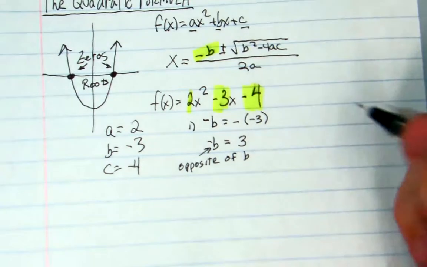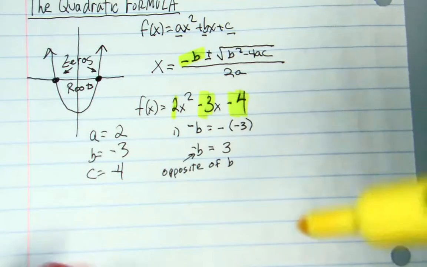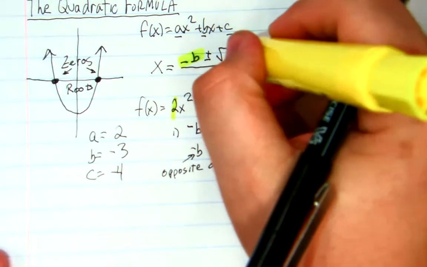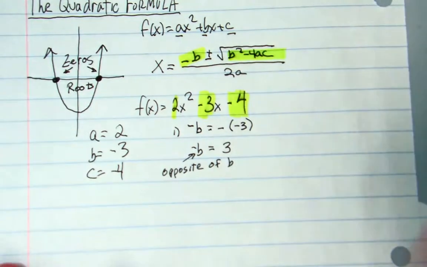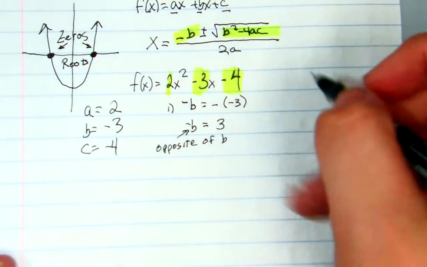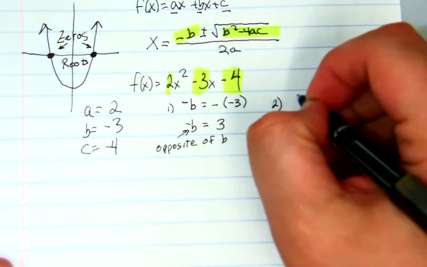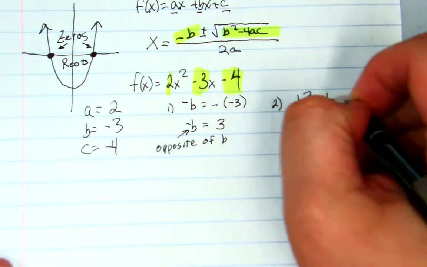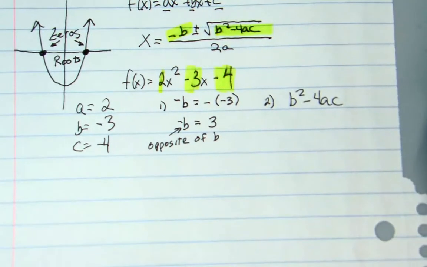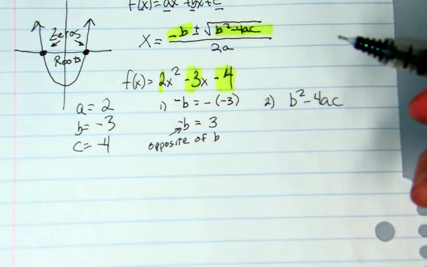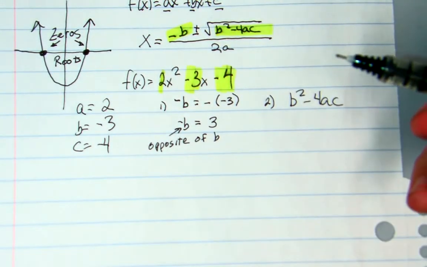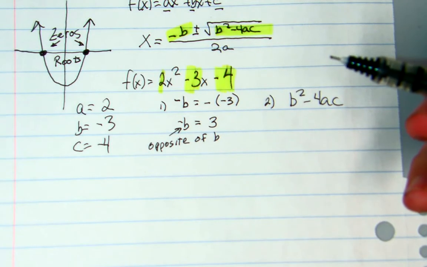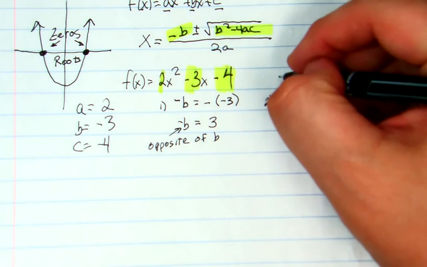Next up is this part right here, the b squared minus 4ac. This part is really special because, one, it's underneath the square root, so we have to keep an eye on it because we can't take a square root of a negative number. So if we do that, then there are no zeros. But this is what we call the discriminant.